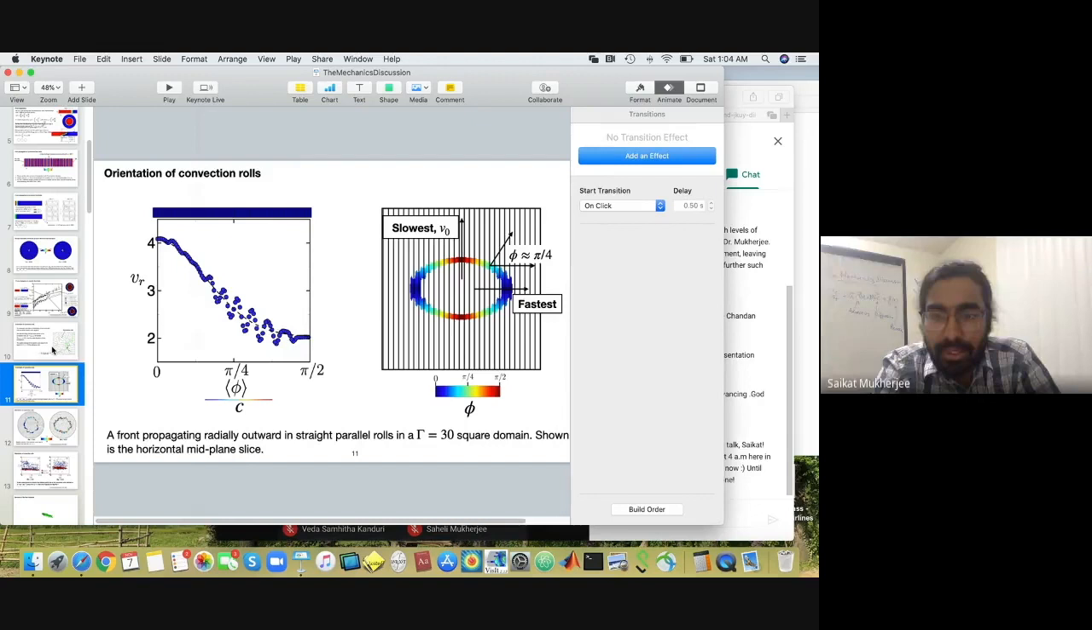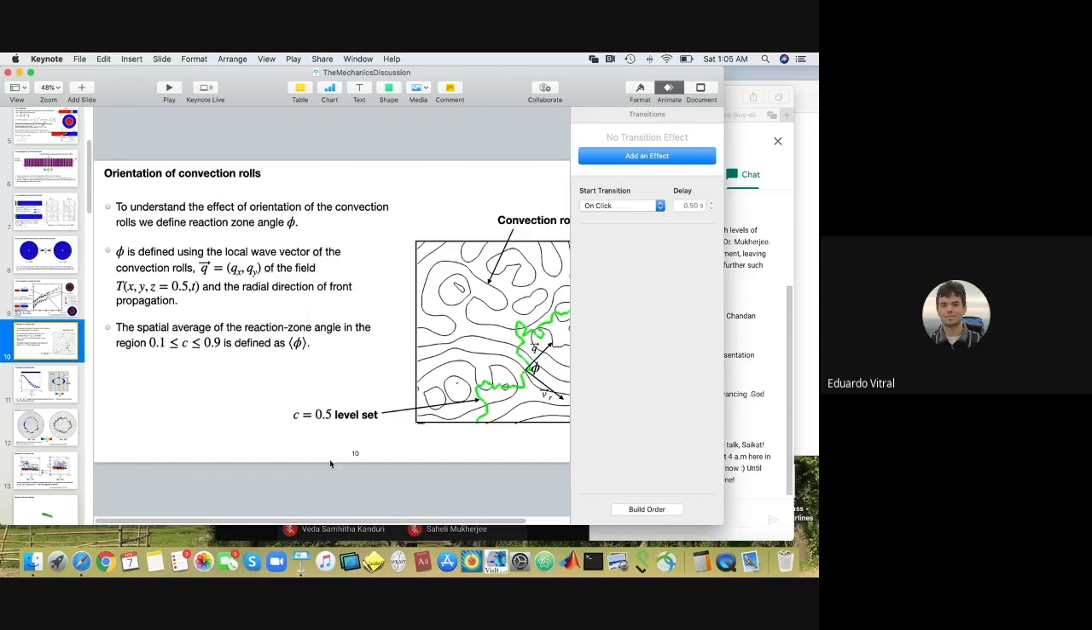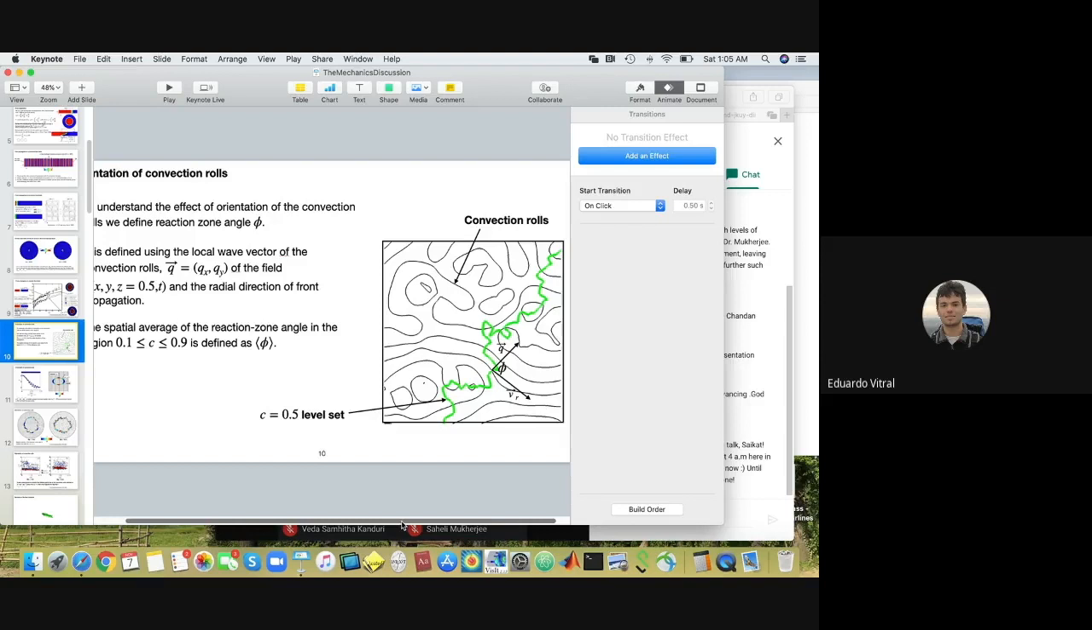Because here you have something a bit more complicated. Usually when we're dealing with Rayleigh-Benard, you can think of using Swift-Hohenberg to get some of these analytic expressions. But when you have a reaction, this kind of reduction process becomes a bit more complicated.